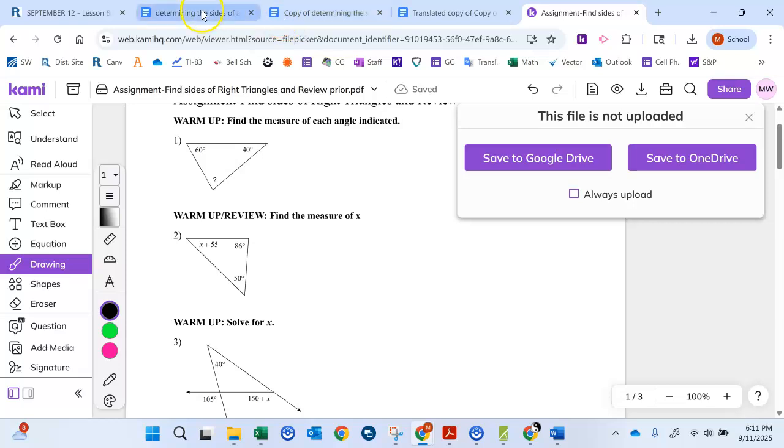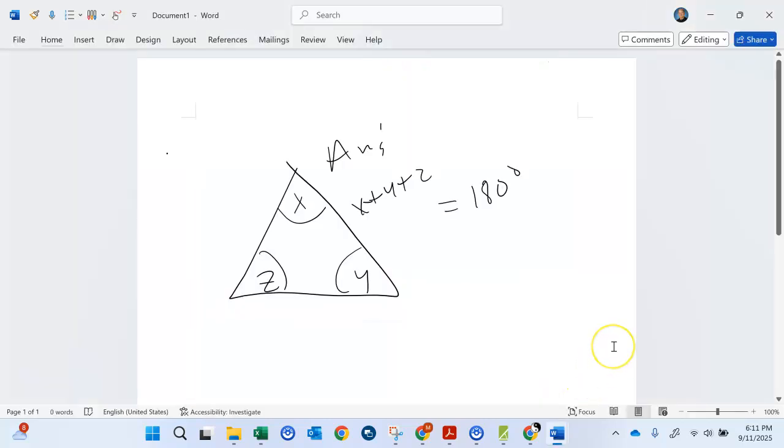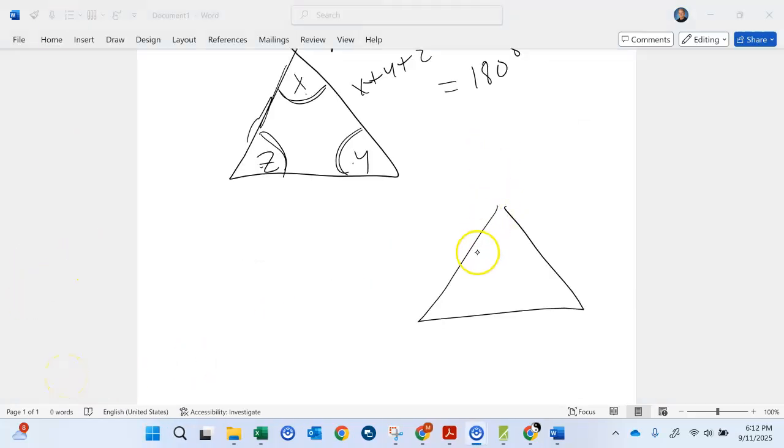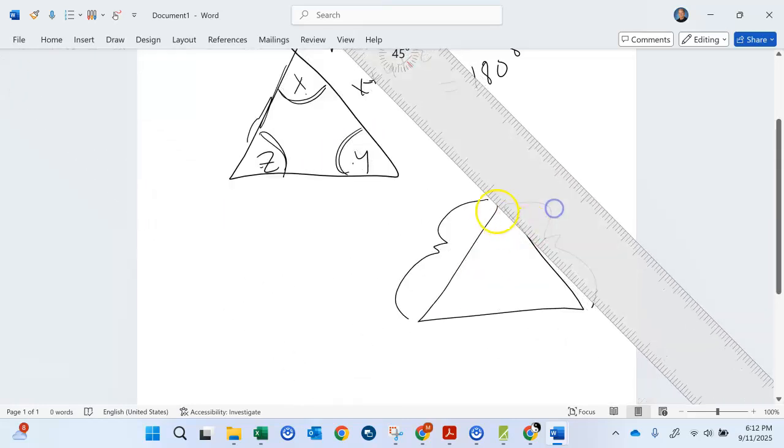Yesterday, we learned about the angles inside the triangle, and that they all add up: x plus y plus z equals 180 degrees. Today we're going to learn about the length, how long these sides are, not the angles inside. What's the distance from here to here? We can get a ruler so that we can measure it. Not the angle, but the distance. That's the goal.